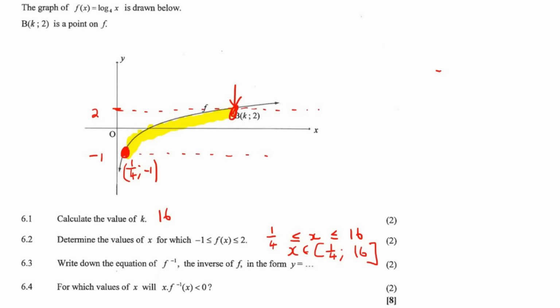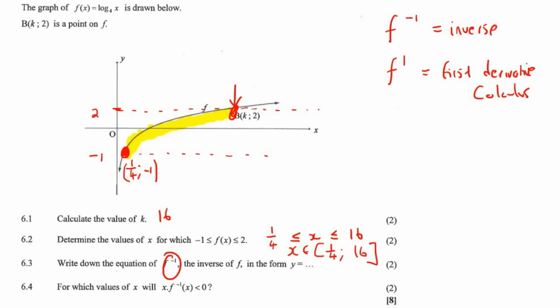Okay, 6.3, write down the inverse. Now some students get a bit confused between this and this. Okay, so this one is inverse. This one is first derivative, which is part of calculus. Okay, so don't get those confused. Here they want the inverse. So to find the inverse, you're just going to write out the original equation. You're then going to switch x and y around. And then you're just going to get the y by itself again.